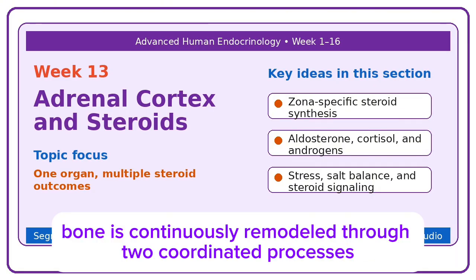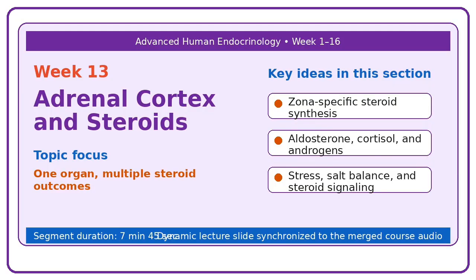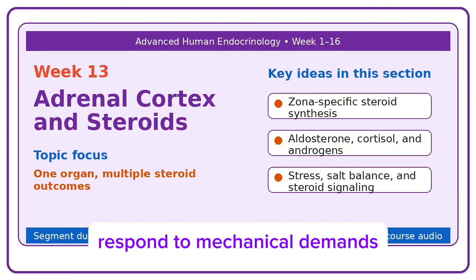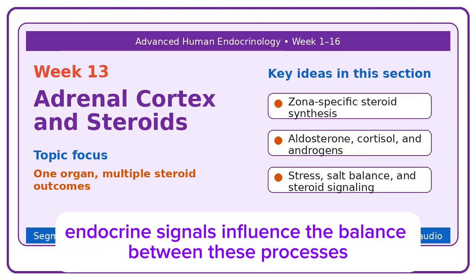7. Bone remodeling. Bone is continuously remodeled through 2 coordinated processes: bone formation and bone resorption. Remodeling allows the skeleton to repair microscopic damage, respond to mechanical demands, and participate in mineral homeostasis. Endocrine signals influence the balance between these processes.